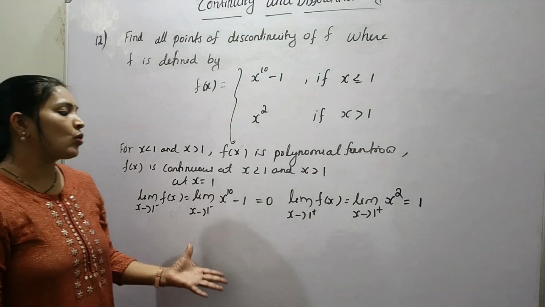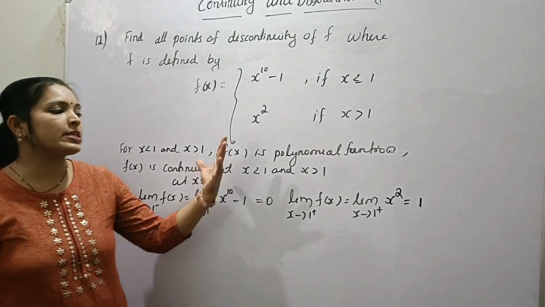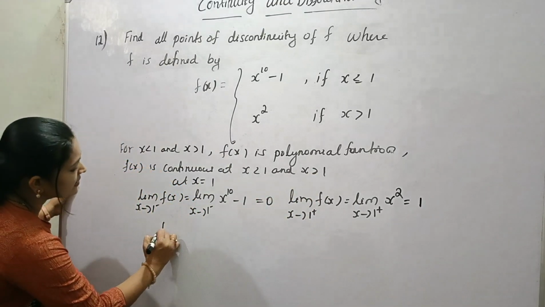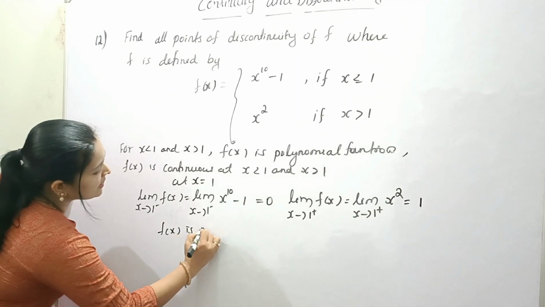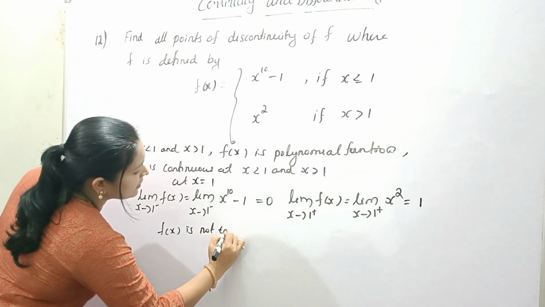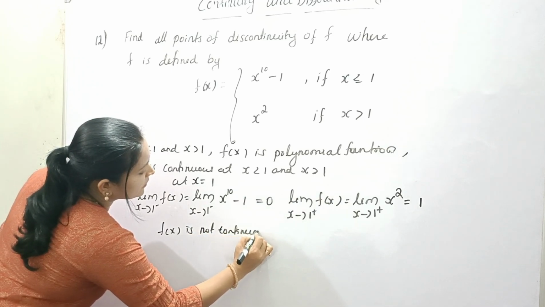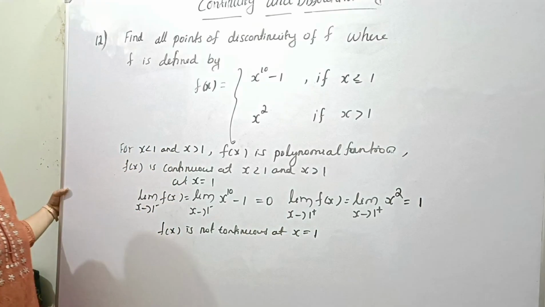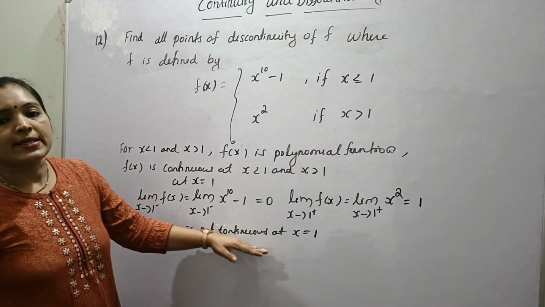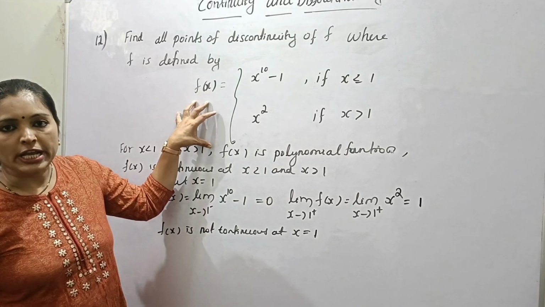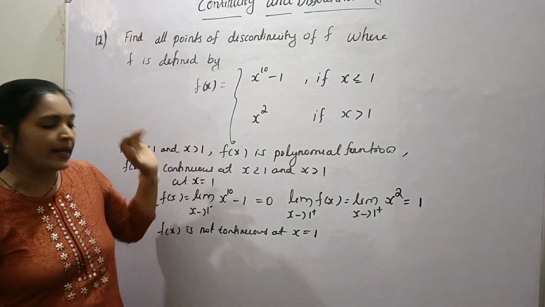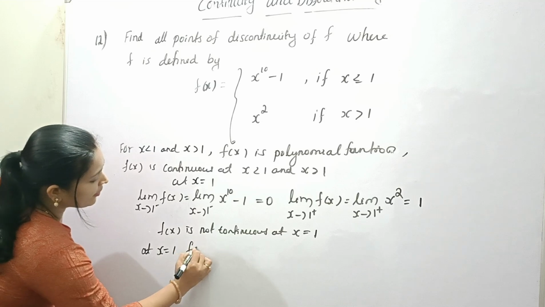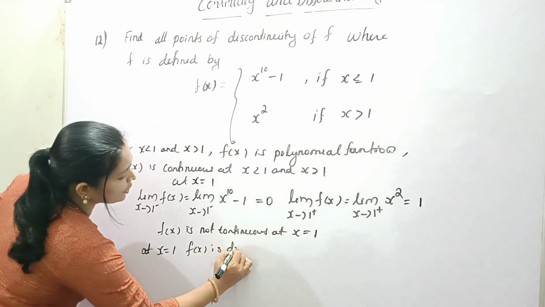See, here itself we have got left hand limit is not equal to right hand limit, therefore f of x is not continuous at x is equal to 1. That is, at x is equal to 1, the given function is discontinuous. At x is equal to 1, f of x is discontinuous.